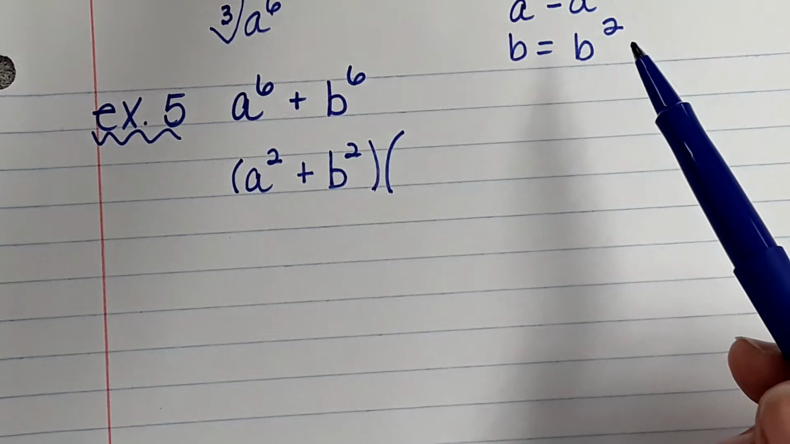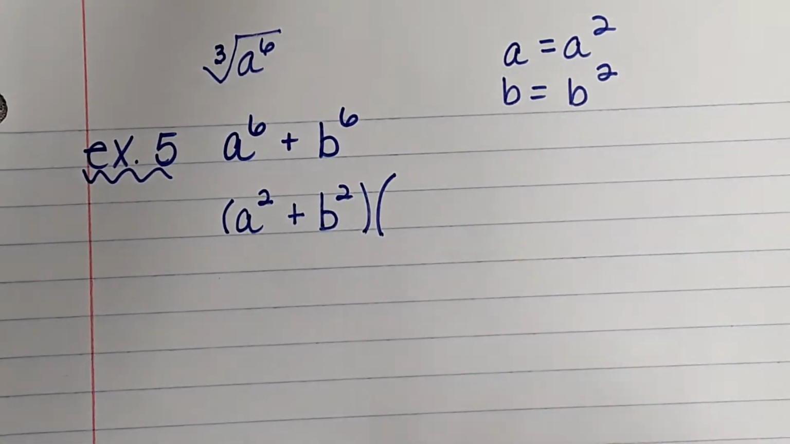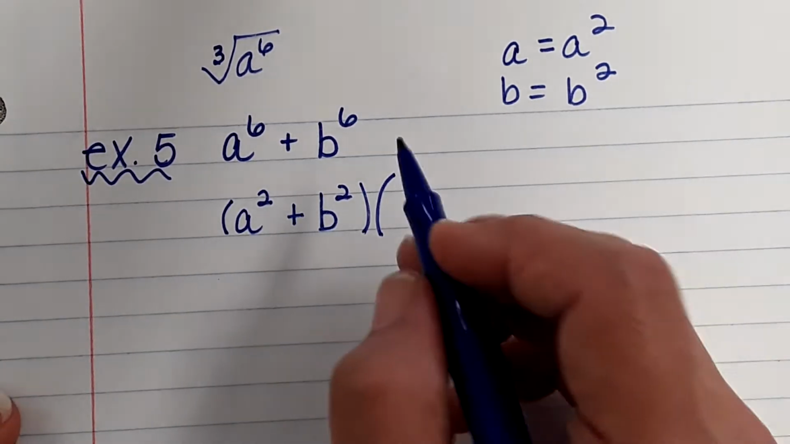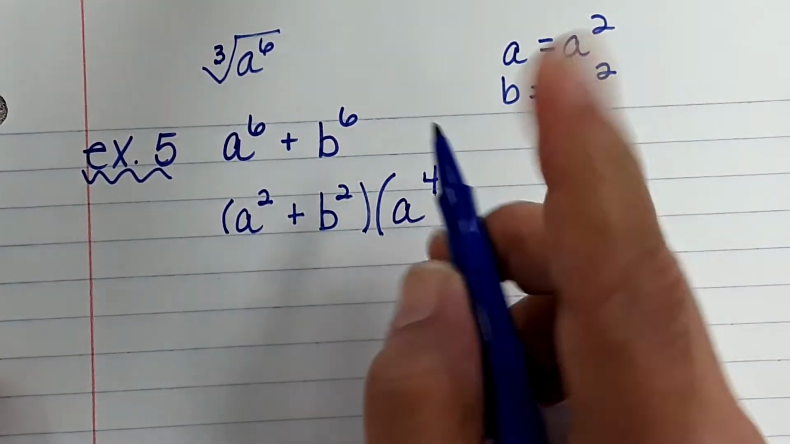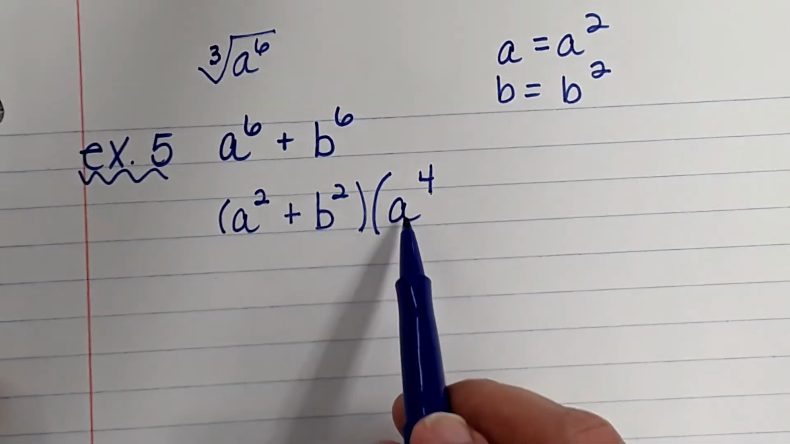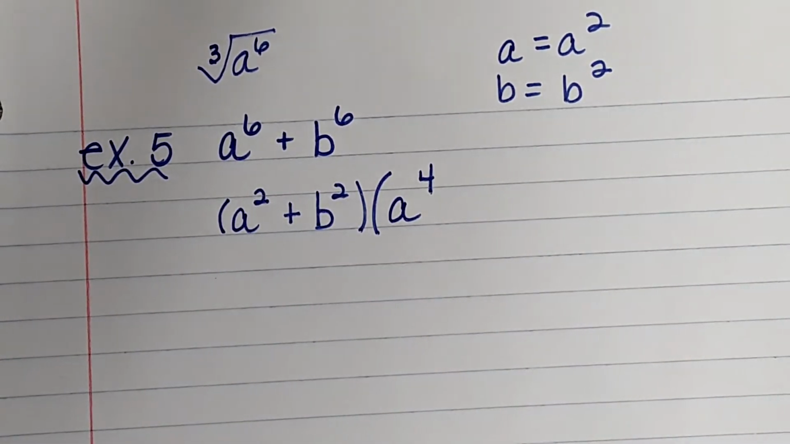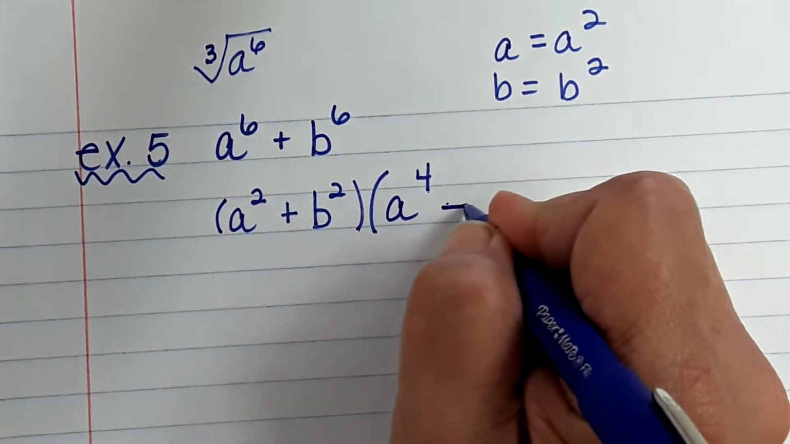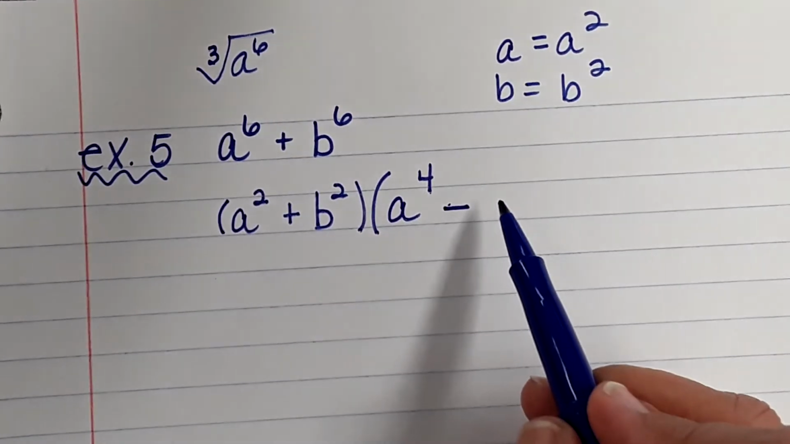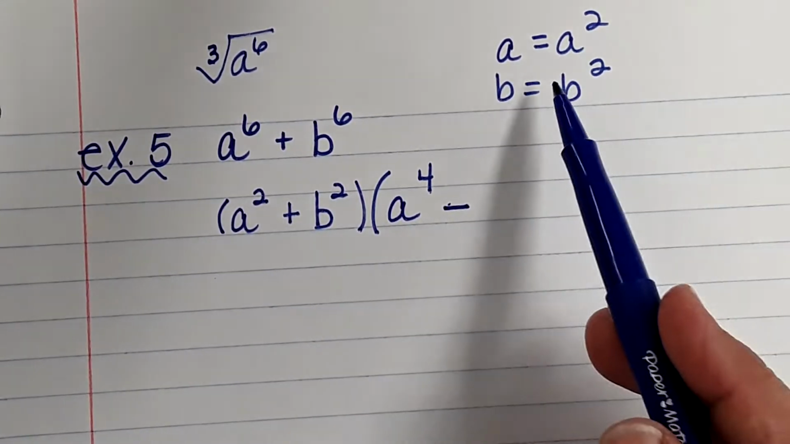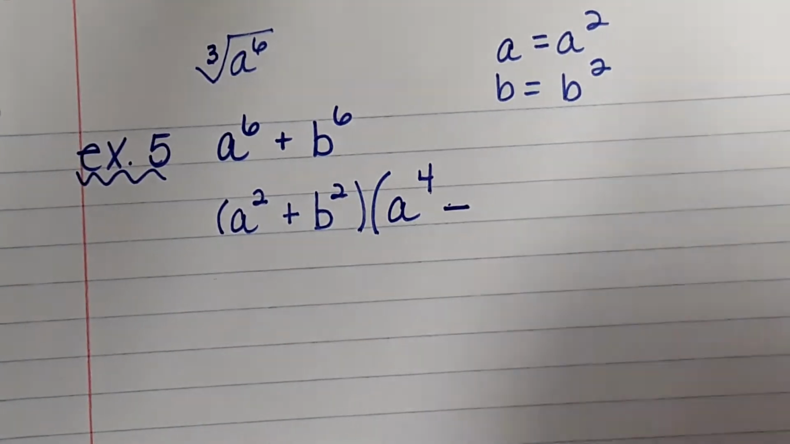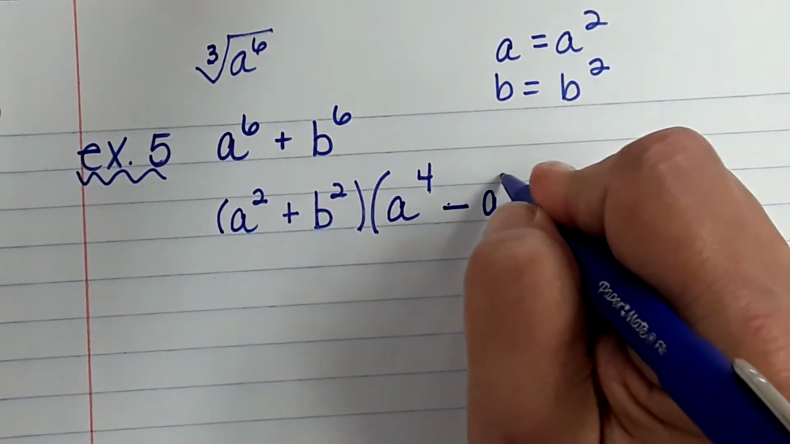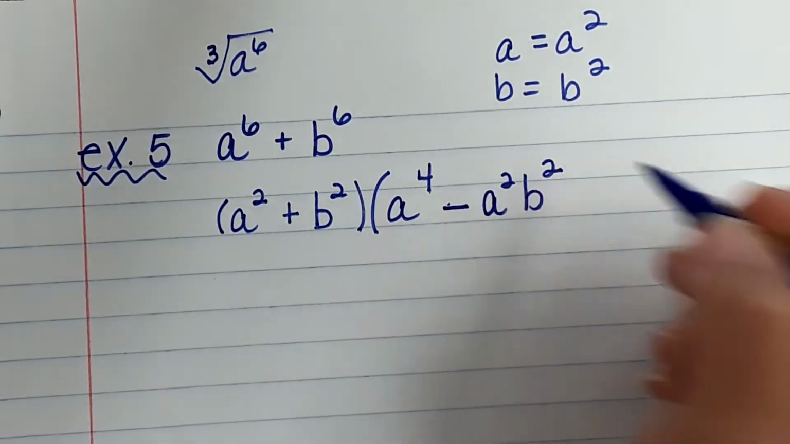So in the sum of cubes, the first thing that we do is we square a. Well, a squared, squared is what? A to the 2nd power squared is what? What's 2 times 2? So this would be a to the 4th. Because remember, you guys, a squared times a to the 4th should equal a to the 6th. It does. Now the second term, if this is positive, this is going to be negative. And now to get the middle term, we're going to multiply a times b. Well, a squared times b squared is just a squared b squared.